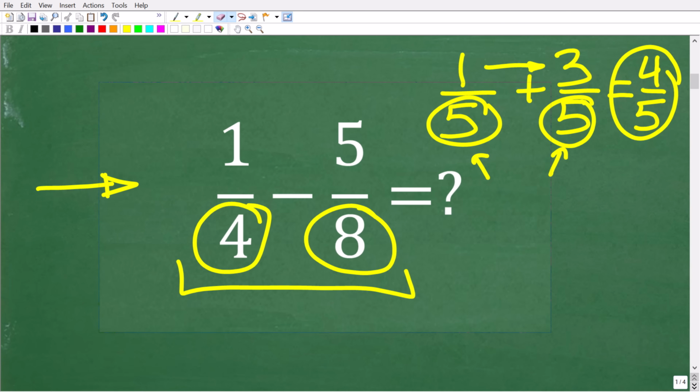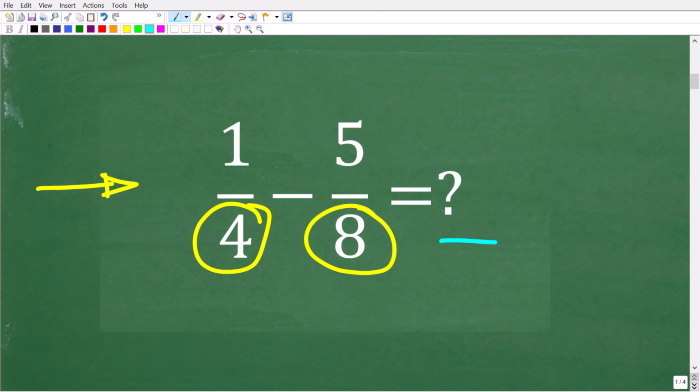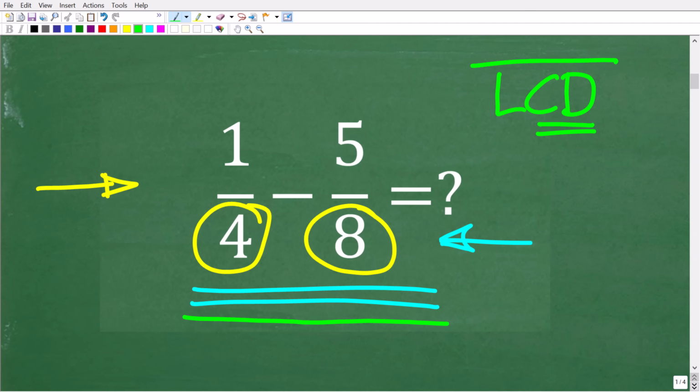Okay, so the first thing that we can do here is find a common denominator between 4 and 8. And how we find the LCD, or the lowest common denominator, is a whole lesson in and of itself. There are different techniques you can use to find the LCD, but this is a real simple example. So let's just conceptualize what the LCD is. Again, it's the lowest common denominator. So we're talking about something that both 4 and 8 have in common.